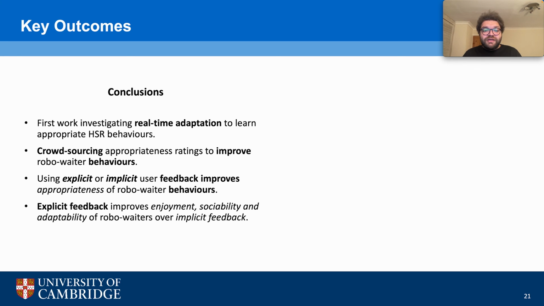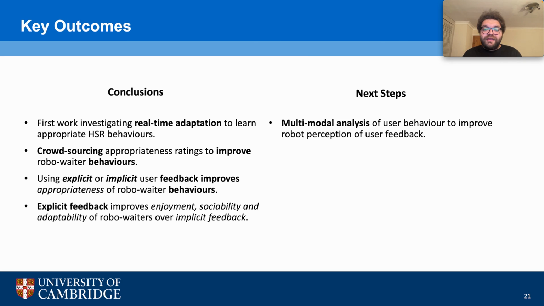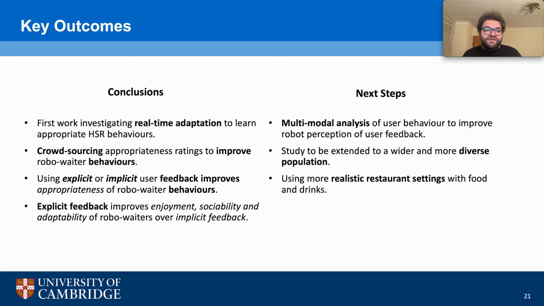Next steps for us will include considering multimodal analysis of user behavior to capture implicit feedback, as valence alone might be insufficient to do so. Also, with COVID-19 restrictions hopefully lifting, we would want to extend our evaluations to a wider and more diverse audience, using more realistic restaurant settings involving food and other social aspects of the interaction.